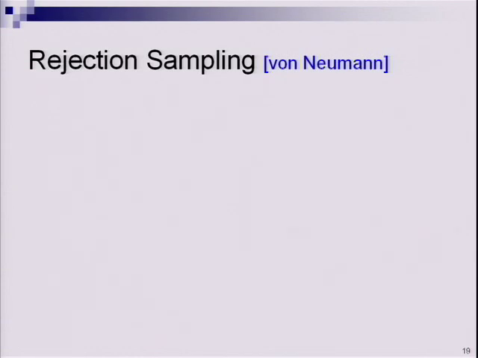OK. I have about 30 minutes, so I think I have time. Let me quickly show you one such Monte Carlo simulator. It's the simplest one known, due to John von Neumann. It's called rejection sampling.